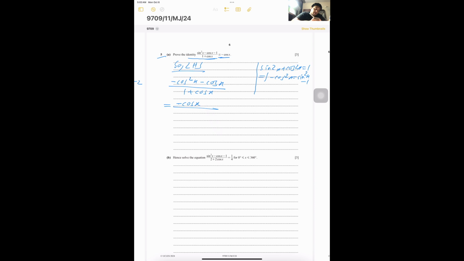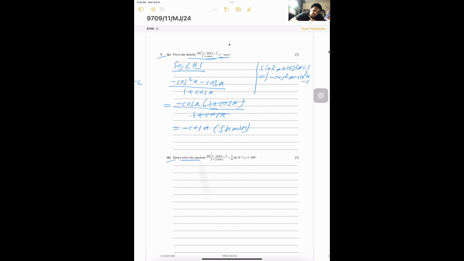So minus cos squared x minus cos x, divided by 1 plus cos x, is equal to minus cos x (1 plus cos x) over 1 plus cos x. If I take minus cos x common, then it's 1 plus cos x over 1 plus cos x. If we cancel this, we have minus cos x, and we have shown this.